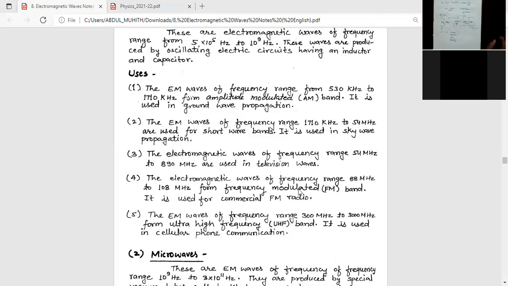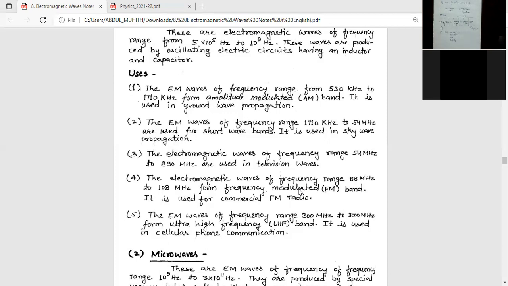What radio do we use? How much is it? 88 megahertz to 108 megahertz. So it is used for commercial FM radio. Next is electromagnetic waves of frequency range 300 megahertz to 3000 megahertz. They form the ultra high frequency band. It is used in cellular phone communication.